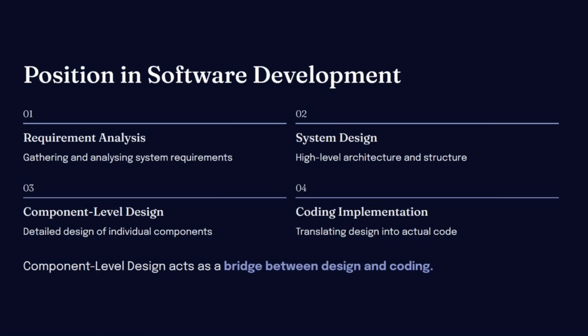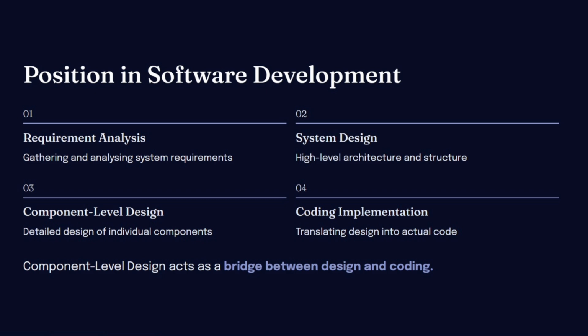Now, we have all learned the different phases in software development. Component level design comes after requirement analysis and system design. In requirement analysis, we mainly gather and analyze the system requirements, and next, in system design, we come up with a high level architecture and structure for the system. Only after this does component level design come in. Here we come up with a detailed design of every individual component of the system. Only after this do we move on to the coding phase, where we translate the design into actual code to implement our design.